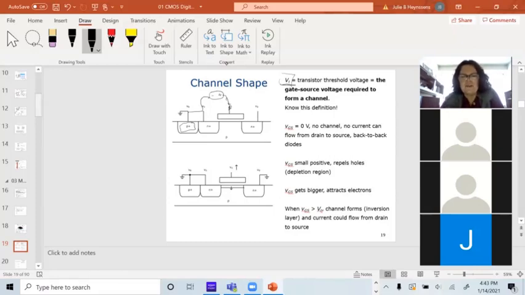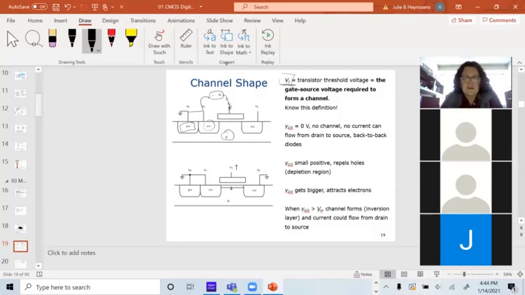If VGS, the voltage between here, is 0, I don't have any charge collection. There's no channel. I've got reverse bias diodes. You can see here, I've got a P, I've got an N, and the diodes are reverse biased, so there's very little current flowing. There's some leakage current, but for most cases, we just call it 0.